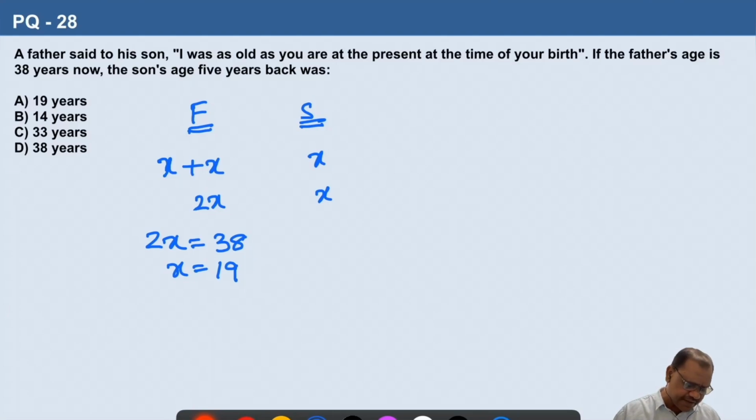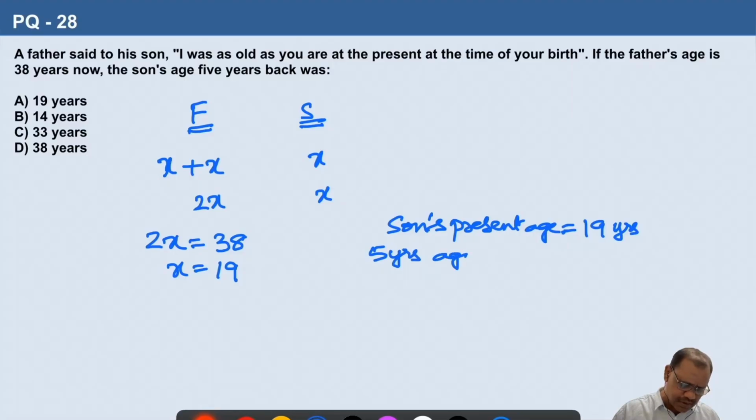The son's age 5 years ago. So son's present age is 19 years. So he is asking 5 years back. 5 years ago, son is equal to 19 minus 5, is 14 years. 14 years is the correct answer. Option B is the correct answer.